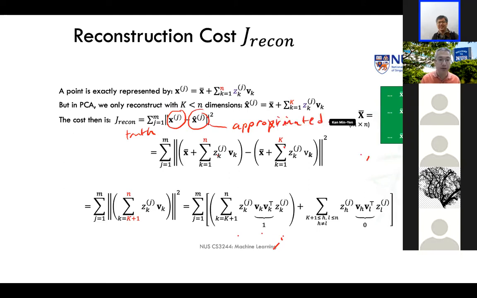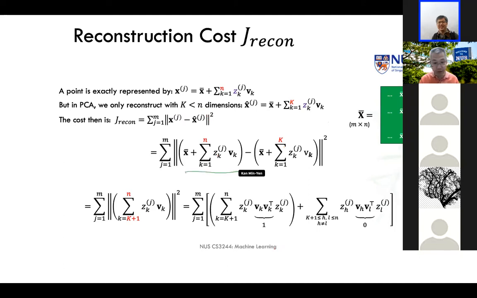Okay, and then when we expand out the terms, we can just cut it into two parts, okay? So when we do that, let's say we have the parts that are going all the way from 1 to n, okay? So this is the entire data set, okay? And this part is the ones that we keep, right? The dimensions that we keep.